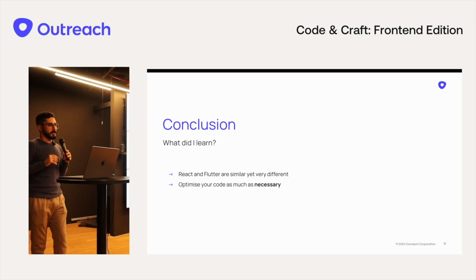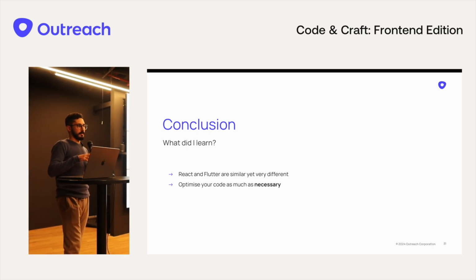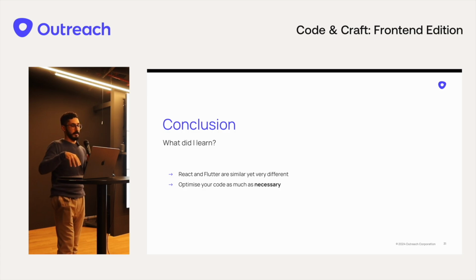Optimize your code as much as necessary. As I said, for example, V2 is what's necessary for me to do my job. V3, using observables, is what I would probably do if I'm doing a personal project. So yeah, don't spend 3 or 4 days optimizing one small re-render that's taking 1 millisecond.